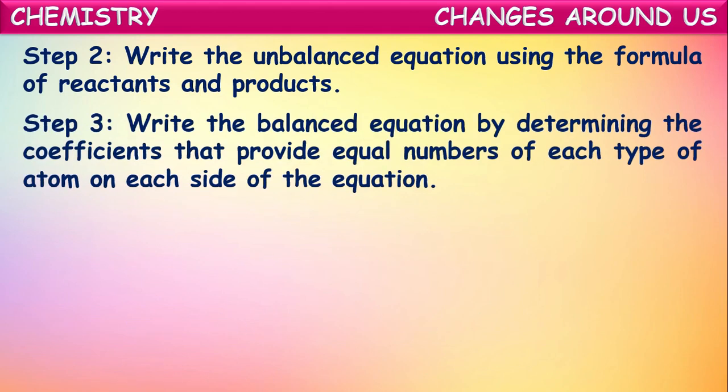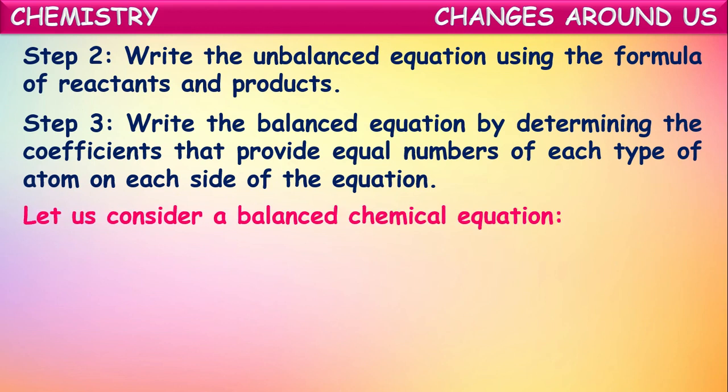And finally, we have to write the balanced equation by determining the coefficients that provide equal number of each type of atom on each side of the chemical equation. So after writing the equation, we have to use simple coefficients in front of the molecular formula of products and reactants, such that the number of atoms of each element on both the sides of the equation will become equal. Then the equation obtained is called balanced chemical equation.